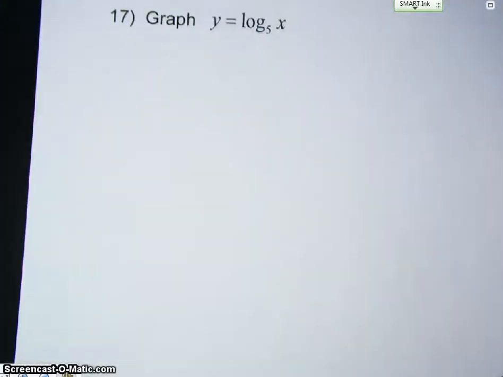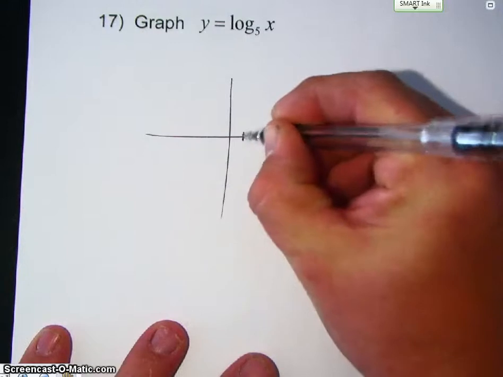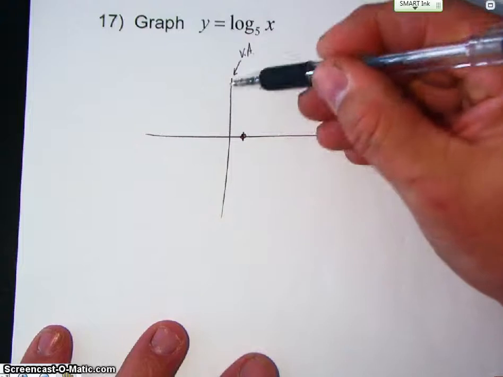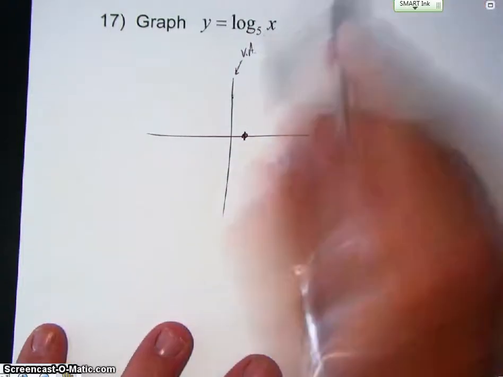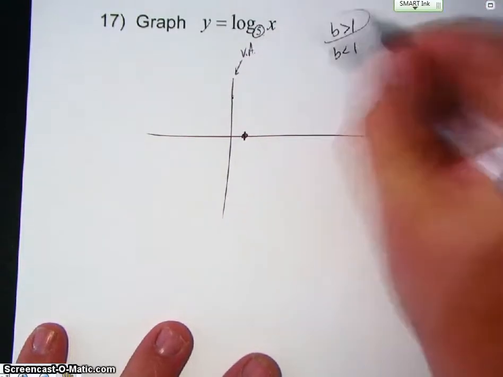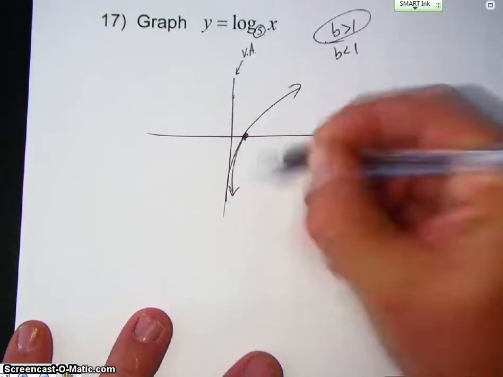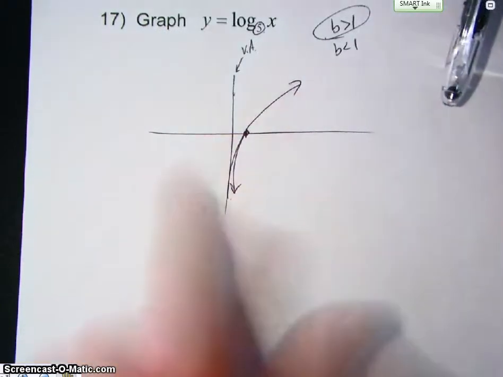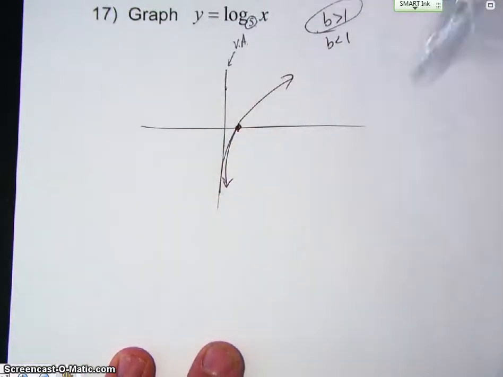So let's graph these. The x-intercept is at 1. Here's my vertical asymptote. That means I cannot touch or cross this line right here. Now we look at b. Is b greater than 1 or less than 1? Well, it's greater than 1, so therefore my graph will be this. That's it. It's a curve. There's no squigglies in it. There's one solid curve going through 1 on the x-axis.